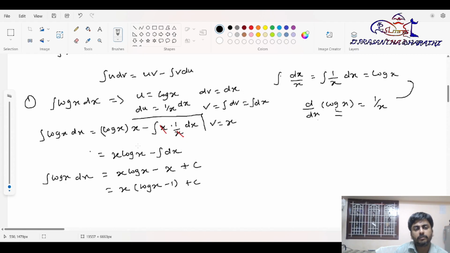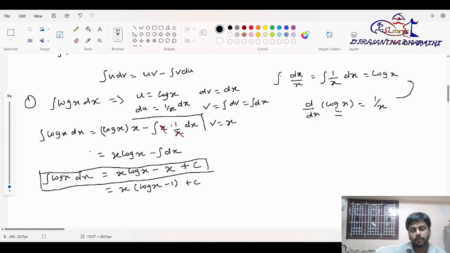I always prefer to say the integration of log x dx equals x log x minus x plus c, because when I say x log x minus 1, sometimes there may be a chance to forget that this x is also multiplying this one, because it is easier to pronounce it like x log x minus 1 plus c.